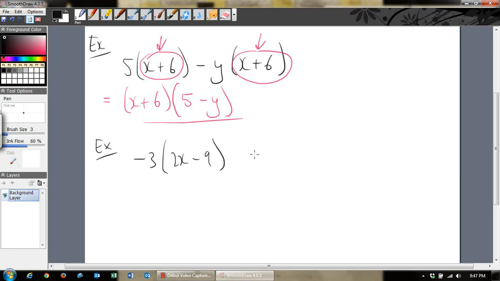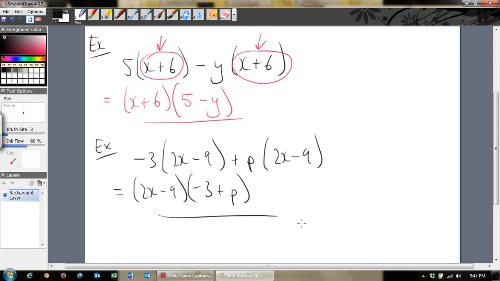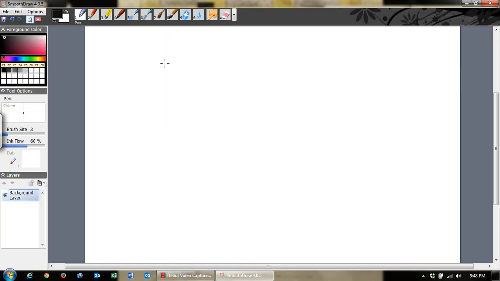2x minus 9 plus p times 2x minus 9, something like that. Again, your common factor is 2x minus 9. It's in both of your terms there. What's left over is just this negative 3 and this positive p. And that's your answer. Okay? So nice and simple. But it gets a little bit harder. And if you can do these, they take a bit more practice.